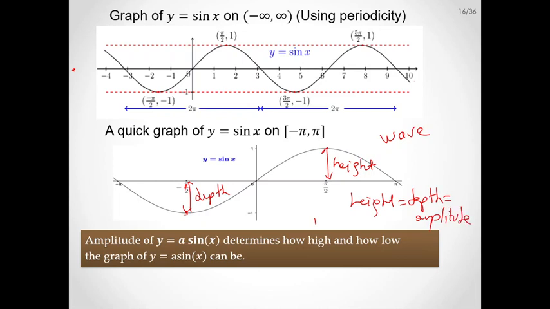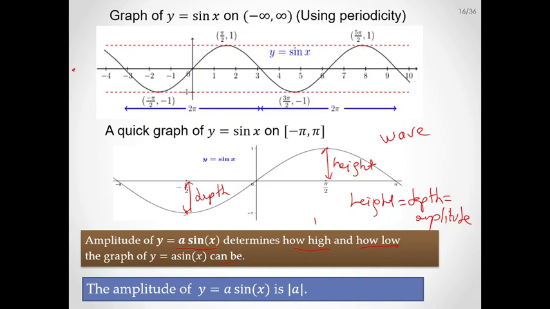So we will call them together amplitude. The amplitude of A sine x is telling us how high and how low the graph can be. Now the absolute value of A is called the amplitude. So it determines how high it will go and how low it will go. But we are taking the absolute value. The amplitude is always positive.